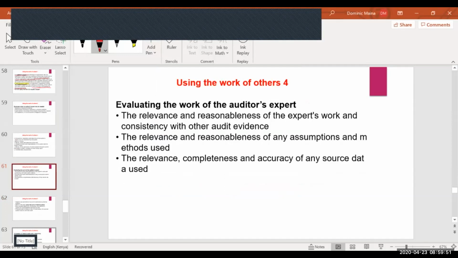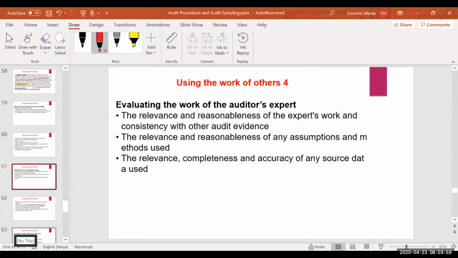Now, when it comes to evaluation, the previous slide was more towards what factors we need to consider when appointing this person. Now, what do we do when it comes to evaluation of their work? They've done the work. We want to make an evaluation as to whether the work they have gathered is going to be helpful to us. What do we consider?